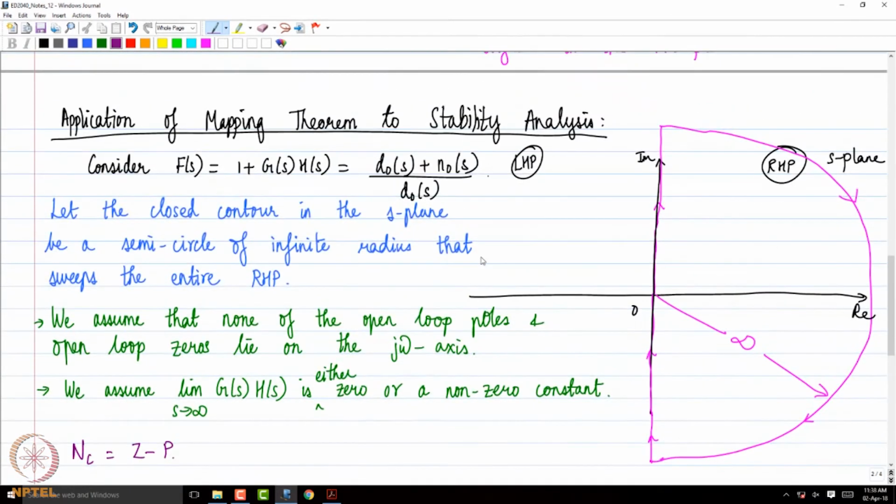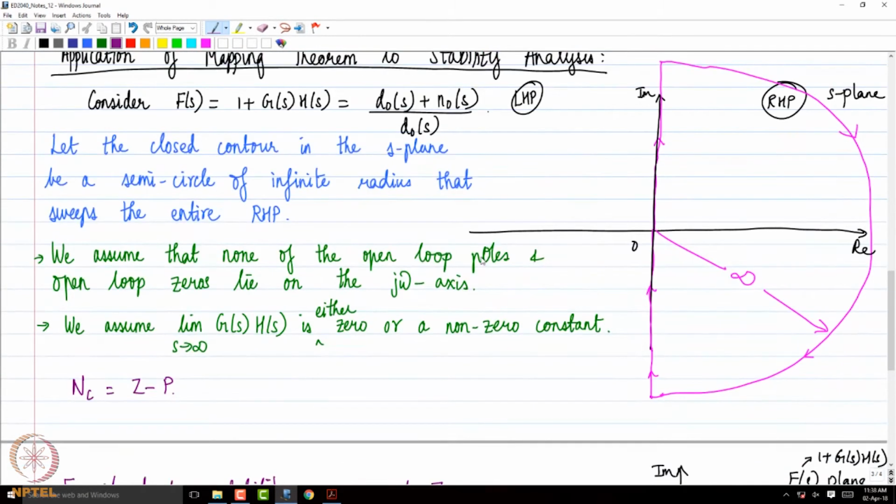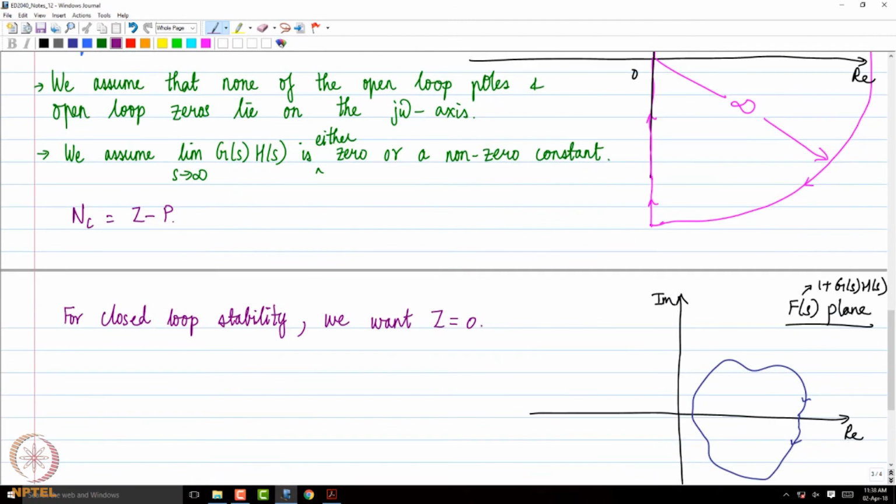Let me repeat it again, we need to reflect on this a little bit. f of s was 1 plus g of s h of s. The zeros of this f of s are the closed loop poles. We do not want any closed loop pole in this contour. So that's why we want z to be 0. So what should then be NC? NC should be minus P.